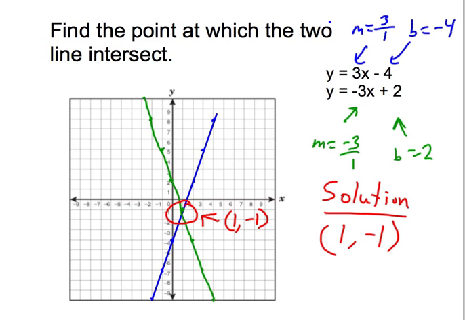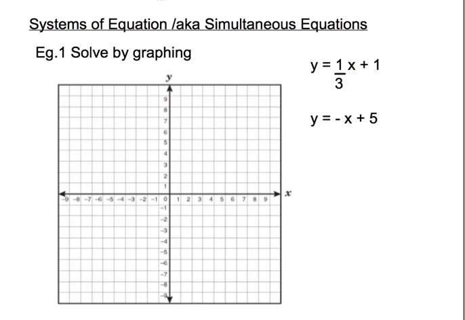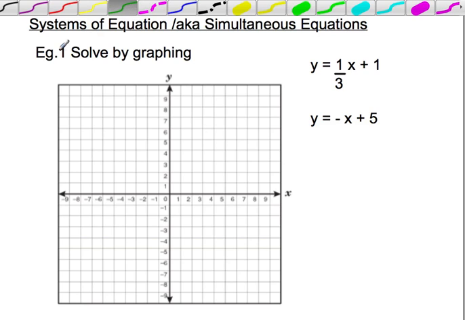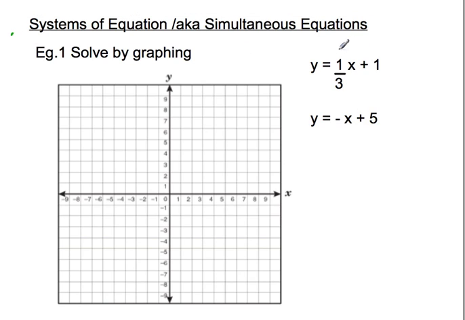If we look at another example, okay, in this example we've got two equations. So the first one, we have slope equals 1/3, y-intercept equals 1, so I can start at the y-intercept of 1 and use my slope of 1/3, so that's a rise of 1, a run of 3, so that's up 1, right 3, up 1, right 3, and go the other direction, down 1, left 3, down 1, left 3, and I can draw my line.